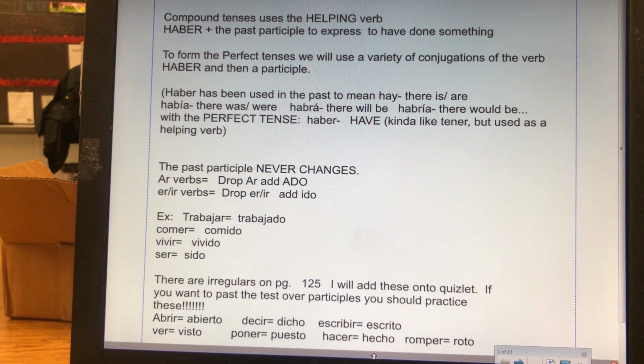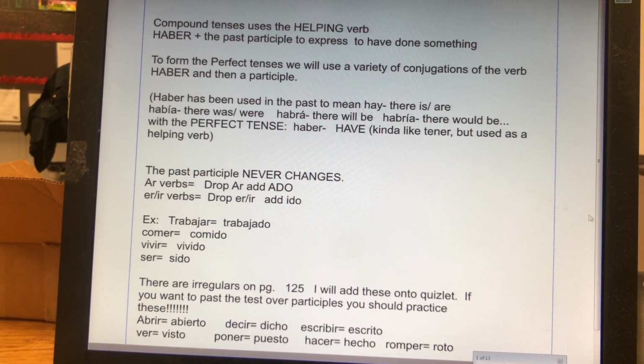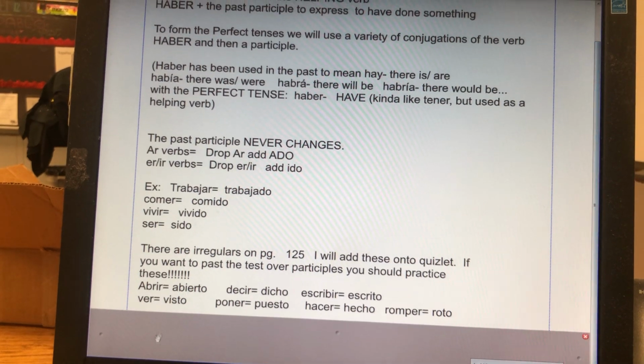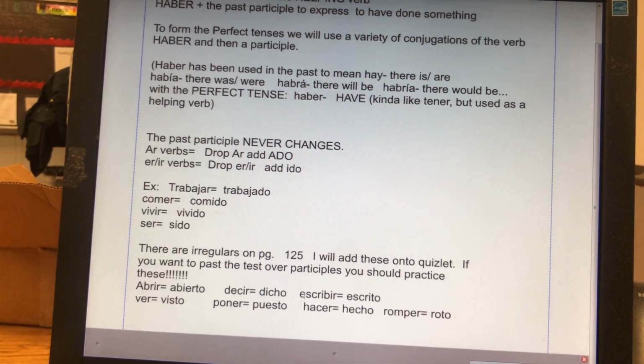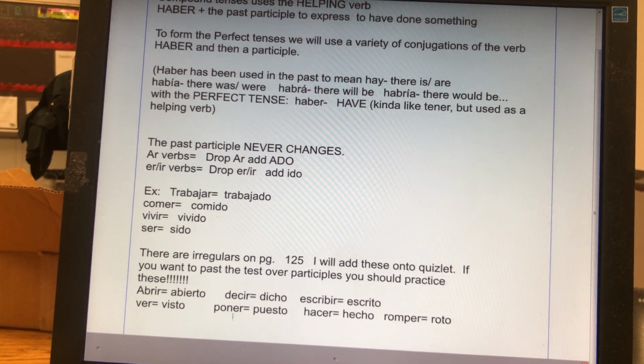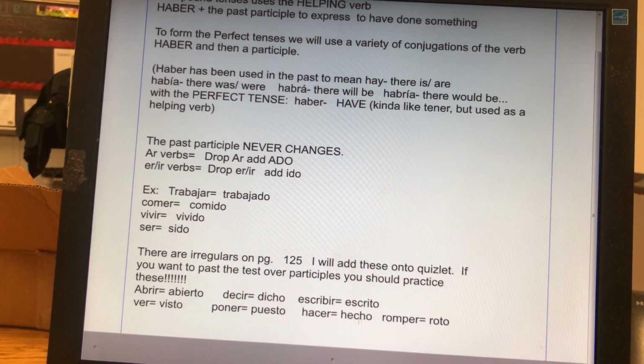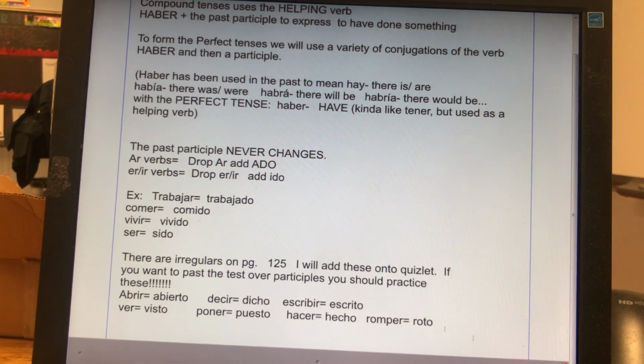The irregulars are on Quizlet. Here are some of them. For example, abrir is not abrido, it's abierto. Decir is not decido, it's dicho. Escribir, escrito. Ver, visto. Poner, puesto. Hacer, hecho. Romper, roto.